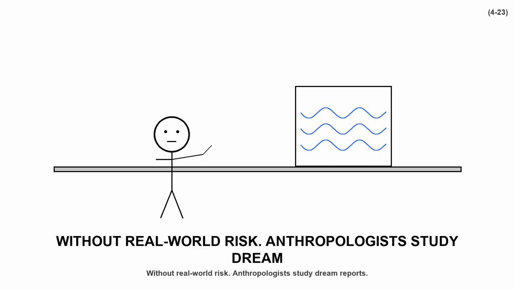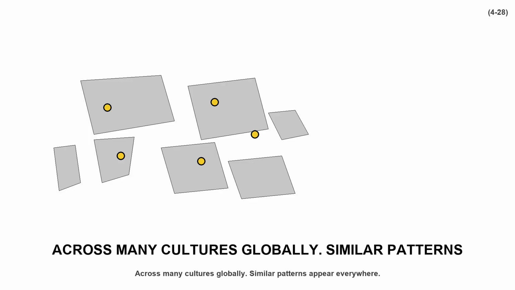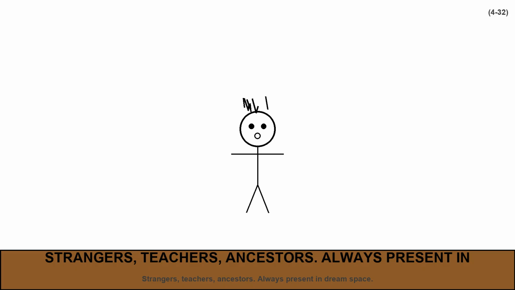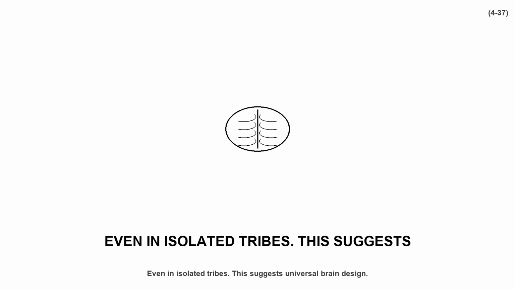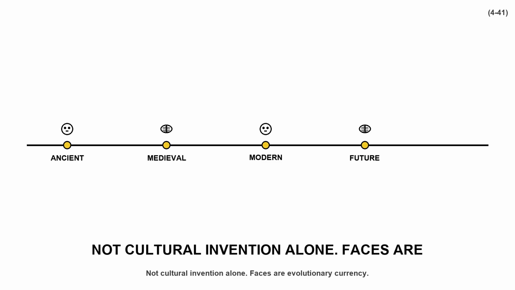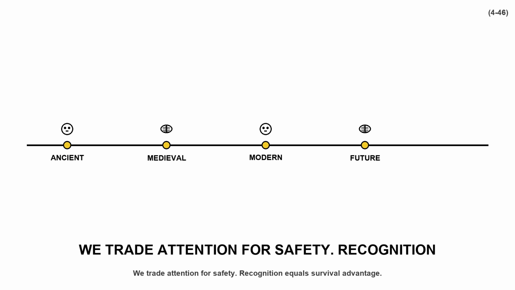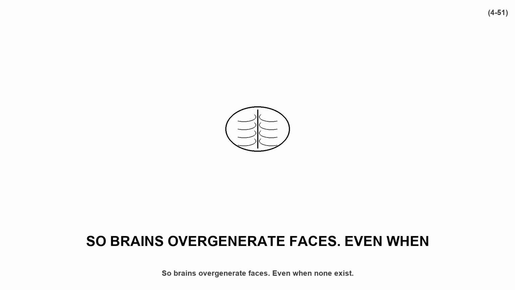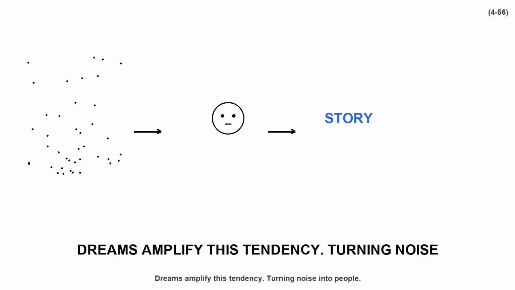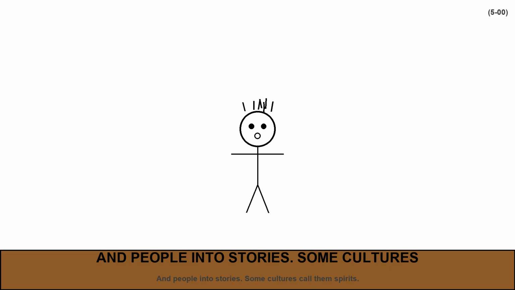Without real-world risk. Anthropologists study dream reports. Across many cultures globally. Similar patterns appear everywhere. Strangers, teachers, ancestors. Always present in dream space. Even in isolated tribes. This suggests universal brain design. Not cultural invention alone. Faces are evolutionary currency. We trade attention for safety. Recognition equals survival advantage. So brains overgenerate faces. Even when none exist. Dreams amplify this tendency. Turning noise into people, and people into stories.